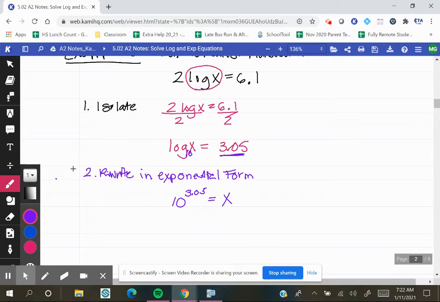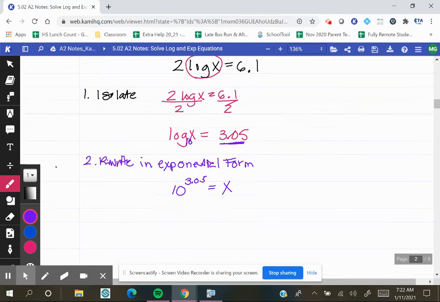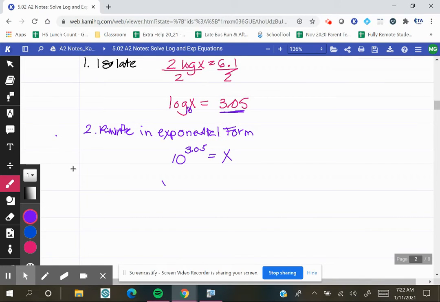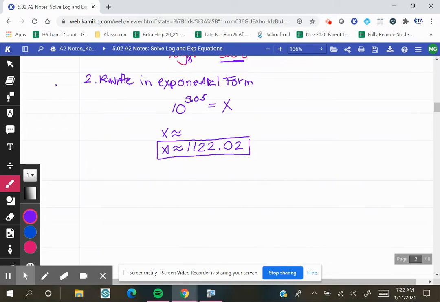Then you're going to type that into your calculator, 10 raised to the 3.05. Write out your entire decimal. And I'll give you guys a minute to pause and do that. I'm not going to write that one out, so I want you guys to write that out on your own, and then round to the nearest hundredth. So you should have gotten 1,122.02 for your final answer. Again, on your notes, you should have that entire decimal written out.